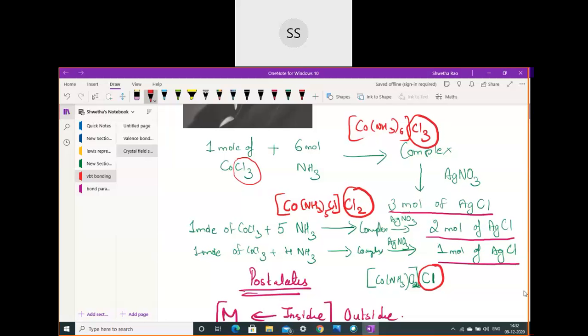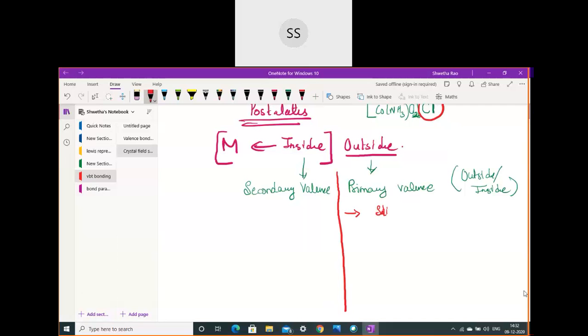So here 3 are present. That was the reason when it reacted with silver nitrate, it gave 3 moles of AgCl. Here 2 moles of AgCl. Why have we got that? Because only 2 were present outside, rest everything was directly linked to the metal. So whichever is present outside, I said temporarily, you remember, they are named as primary valences, and the ones which are present inside, he named as secondary valences.